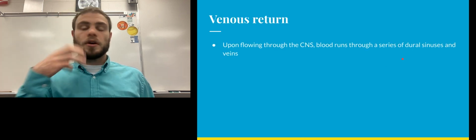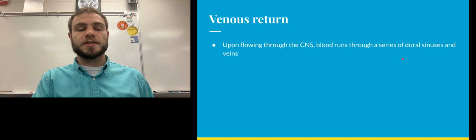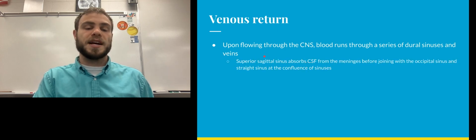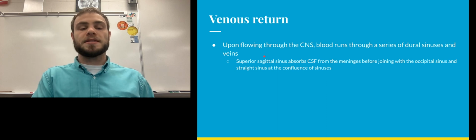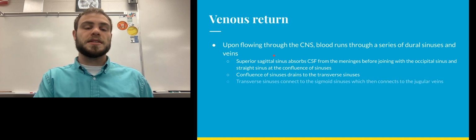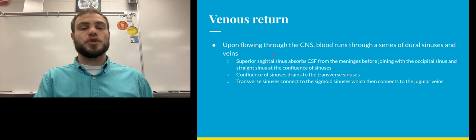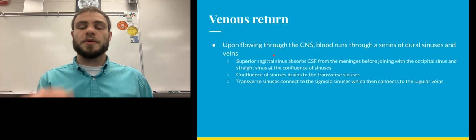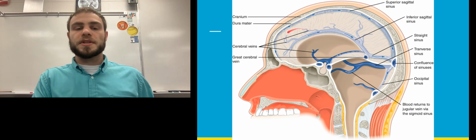Venous return. So once that arterial blood has flowed through the central nervous system, it's going to run back to the heart through a series of dural sinuses and veins, starting with the superior sagittal sinus. It's going to be absorbing cerebrospinal fluid from your meninges before it joins up with the occipital sinus and the straight sinus at what's called the confluence of sinuses. We'll see a picture of all this here in a minute. The confluence of sinuses are going to drain into the transverse sinuses, and then those transverse sinuses will join up with the sigmoid sinuses, which then connect to your jugular veins, and then those jugular veins are going to be flowing back to the superior vena cava and back to the heart.